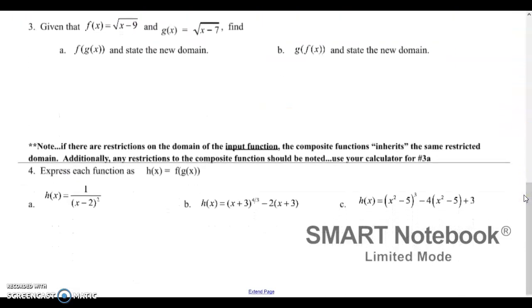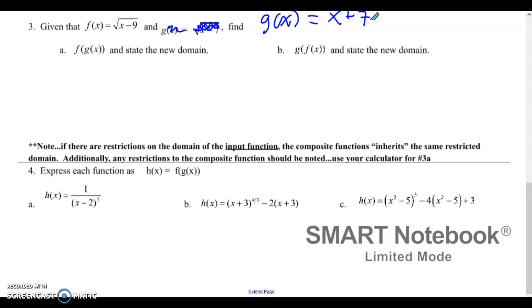And we're going to look at number 3 now. Now for number 3, I want to start off by getting rid of that square root on g of x. So I want it to just be g of x equals x plus 7. So that's my apologies. And we're going to do f of g of x.